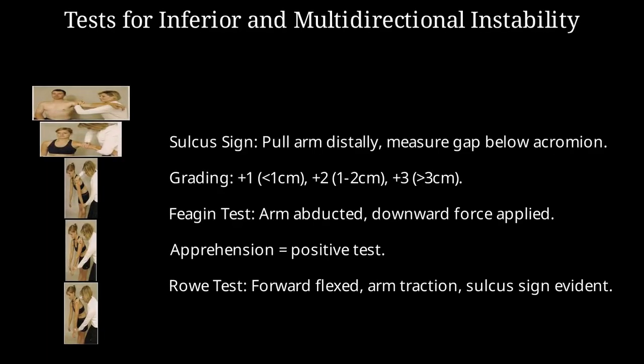Inferior and multidirectional shoulder instability are assessed using the sulcus sign, Fegan test, and Roe test. The sulcus sign is graded based on the distance between the acromion and humeral head. The Fegan test checks for apprehension with downward force. The Roe test evaluates instability in multiple directions.